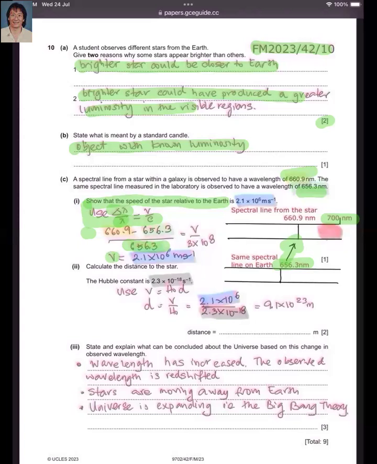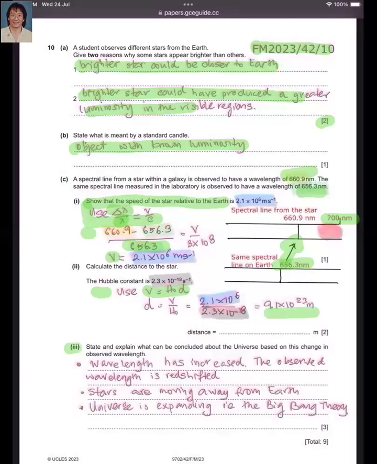Then for part 2, calculate the distance to the star. The Hubble constant is given to you. Since the Hubble constant is given, we must use Hubble's law, which states that v equals H₀d. v is the velocity, which is calculated in part 1, 2.1 times 10⁶ meters per second. d is the distance of the star from Earth, and H₀ is the Hubble constant. So d equals v over H₀ equals 2.1 times 10⁶ divided by 2.3 times 10⁻¹⁸. So this will give you 9.1 times 10²³ meters.